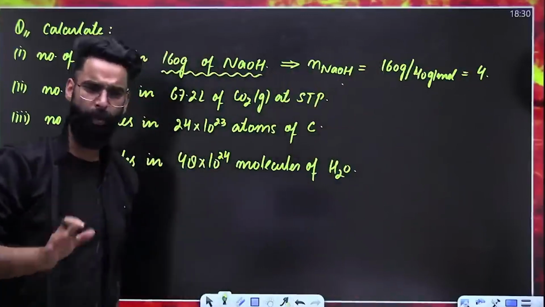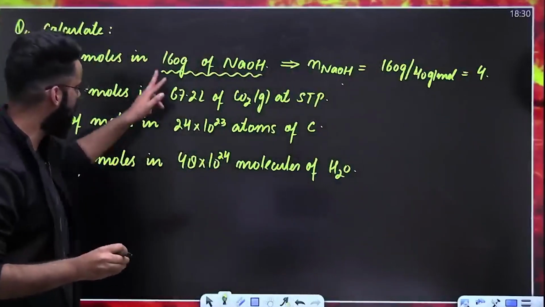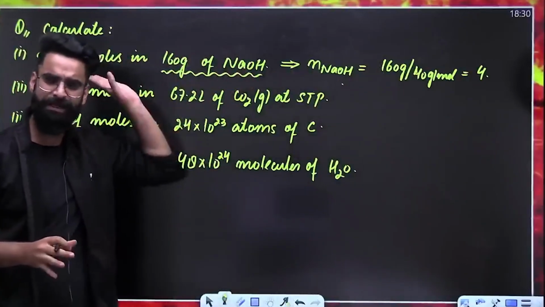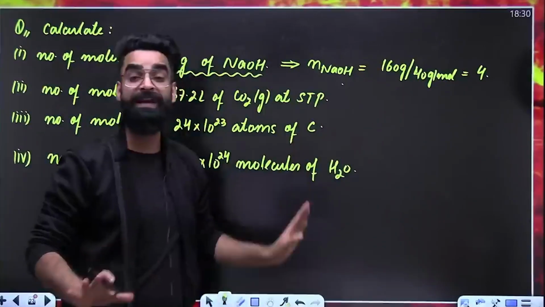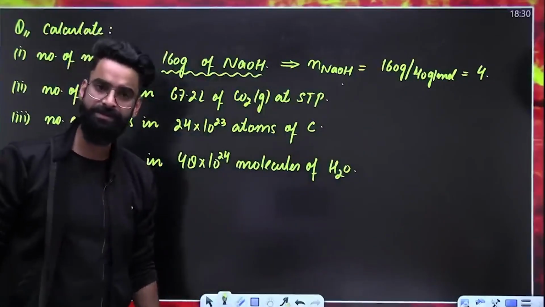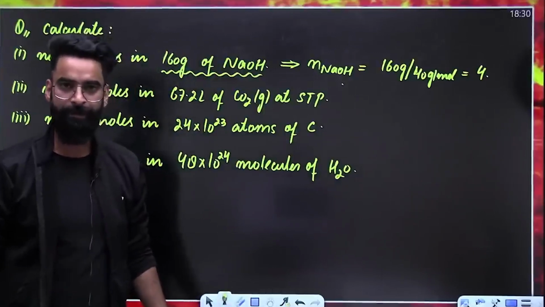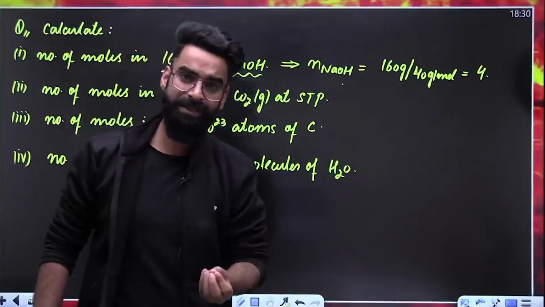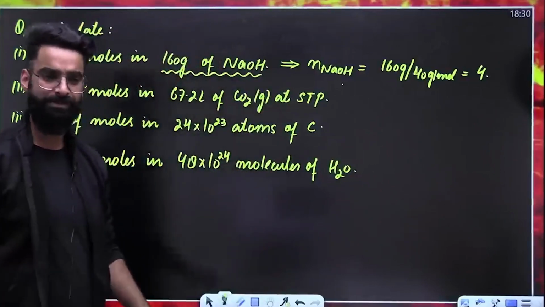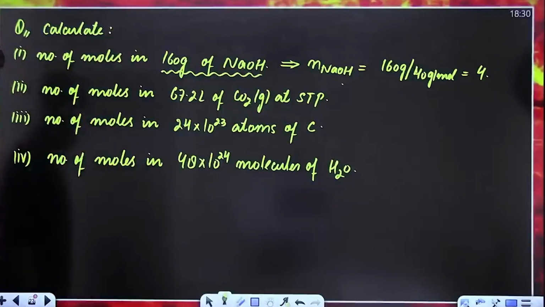Now it's completely your wish whether you want to say that you have got 160 grams of NaOH in the container, or you can say directly that you have got 4 moles of NaOH in the container. The choice is all yours. No worries at all. Right? You can say we have got 160 grams of NaOH in the container, or you can say you have got 4 moles of NaOH.